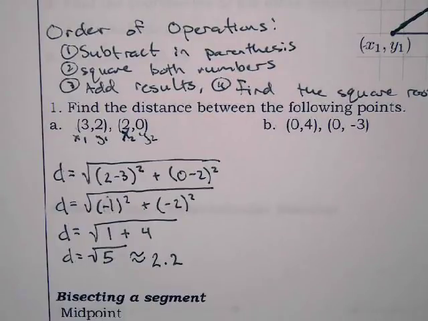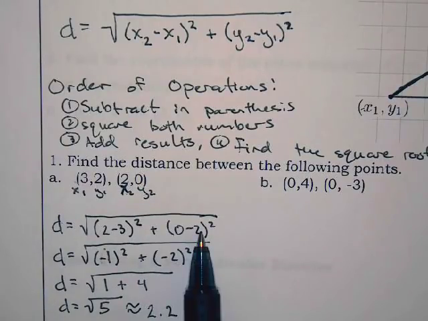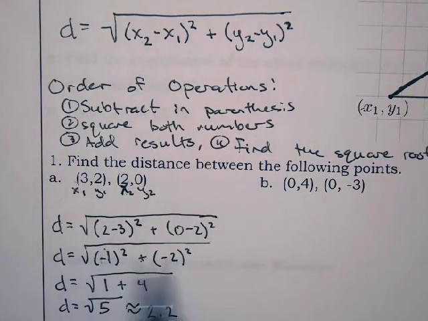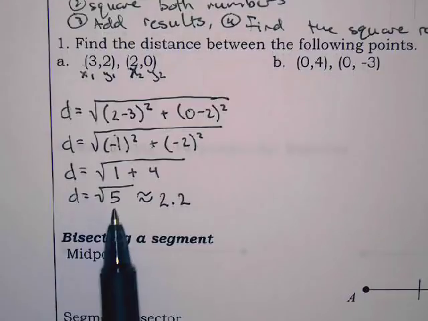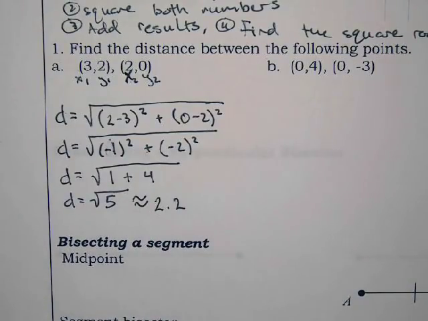And that's how we do it. Plug in to our distance formula. Then we subtract in parentheses first, exponent second, so then we'll use the square, squaring both numbers. And then we'll use our addition on the inside of our radical, our square root symbol. And then using a calculator, we can find that the square root of 5 is approximately equal to 2.2.